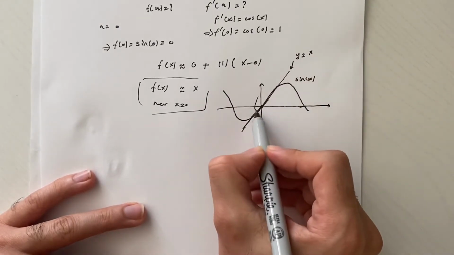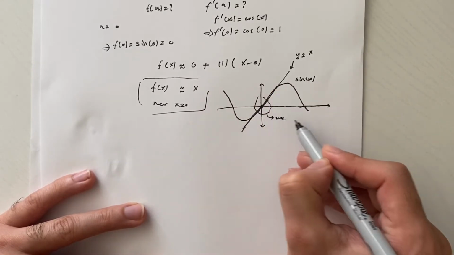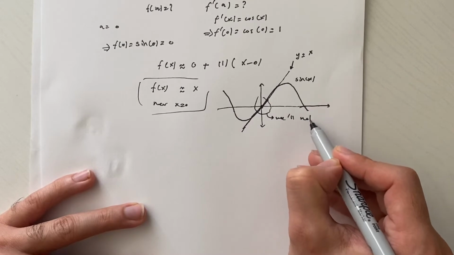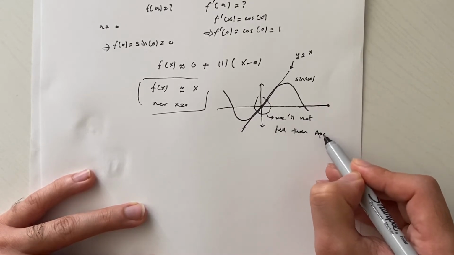Now, if we zoom in at the center, at x equal to 0, we will not be able to tell these functions apart. That's what this means.